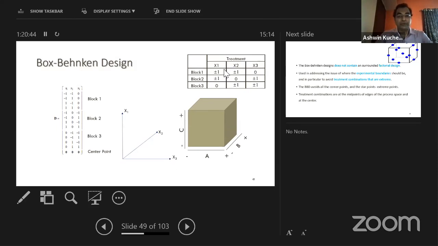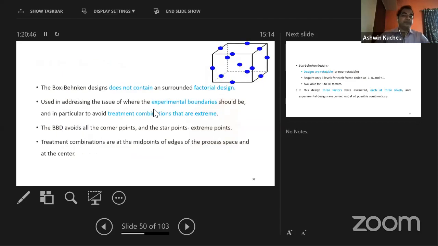These are different treatments for the Box-Behnken design, and this Box-Behnken design does not contain any surrounded or factorial design like that was in the case with central composite design. It is used in addressing the issue of where experimental boundaries should be, in particular to avoid the treatment combinations at extremes, meaning it should work within the design space. It should not go near the limits or the edges of the design space. The Box-Behnken design avoids all the corner points, star points and extreme points.